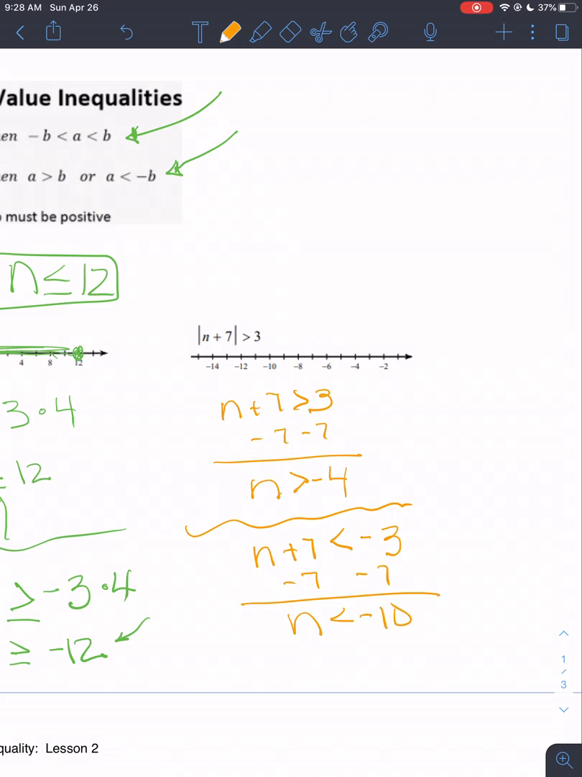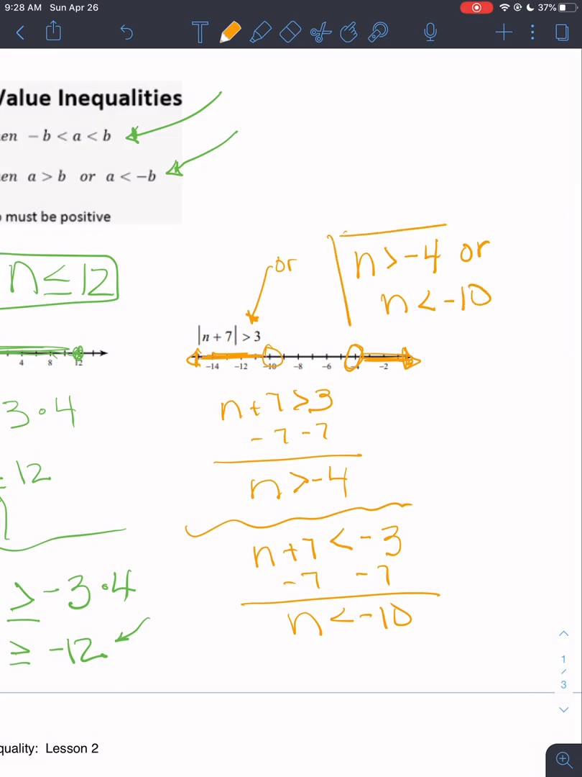So to put those two together, x has to be more than negative 4. So we're going to put an open circle on negative 4, and more than, we're going to shade to the right. We're going to put an open circle on negative 10, and we're going to shade to the left. Remember, we knew going into this it was going to be an or, because it's a greater than symbol. So if you wanted to write that in one statement, you would say n has to be greater than negative 4, or n has to be less than negative 10.